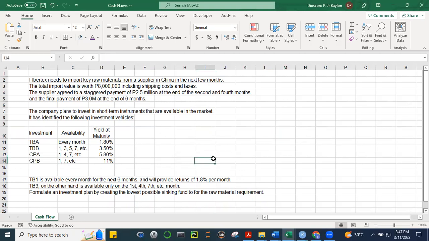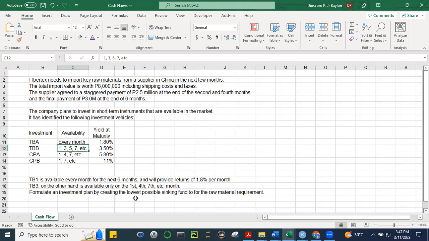So the availability of these instruments are, for TBA, every month, which means they can invest at month 1, month 2, month 3, month 4. For TBB, if let's say next week will be month 1, it will be on month 1, then month 3, month 5. So it will be every other month. It's not available every month. And then commercial paper A will be available every 3 months. And then CPB will be just every 6 months.